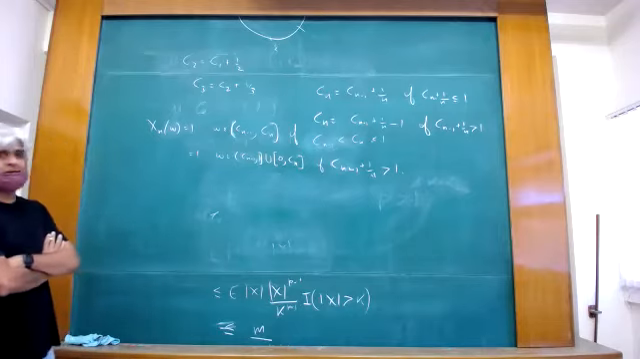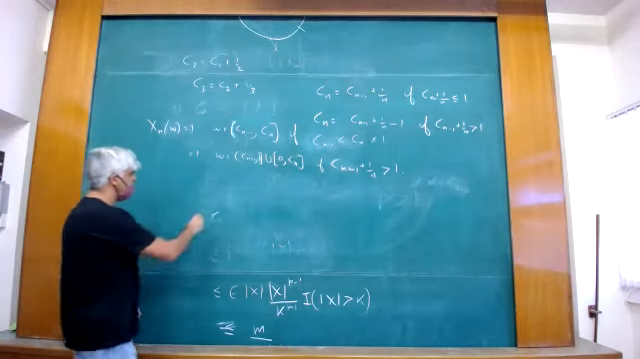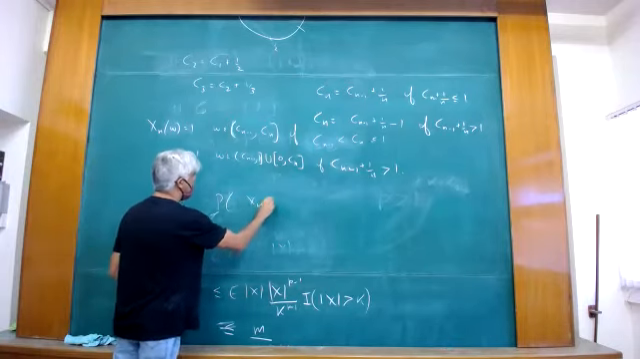Okay, now with this definition of Xn, what's the probability that Xn is greater than 0?